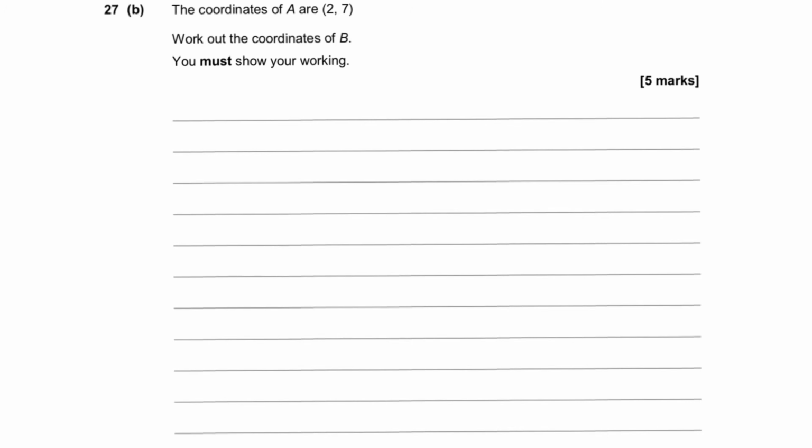Now part B of the question states the coordinates for A are 2, 7. Work out the coordinates of B. You must show your working.